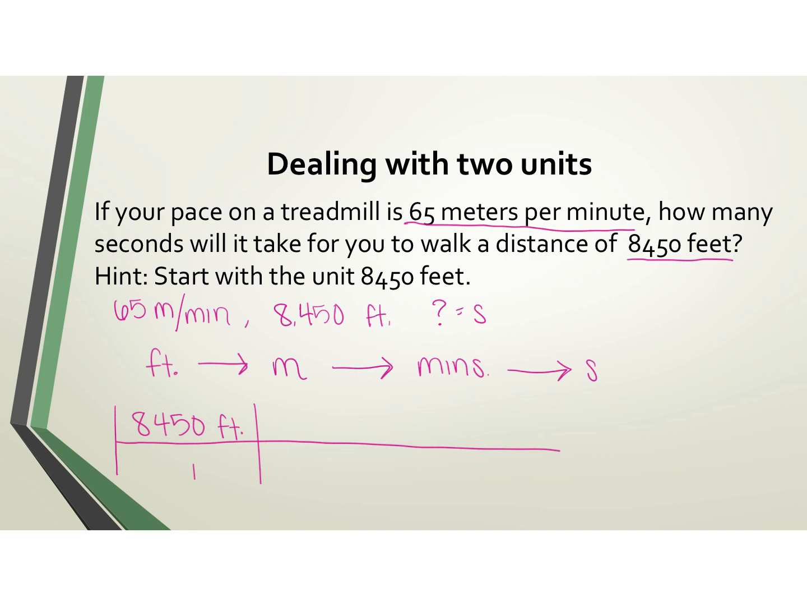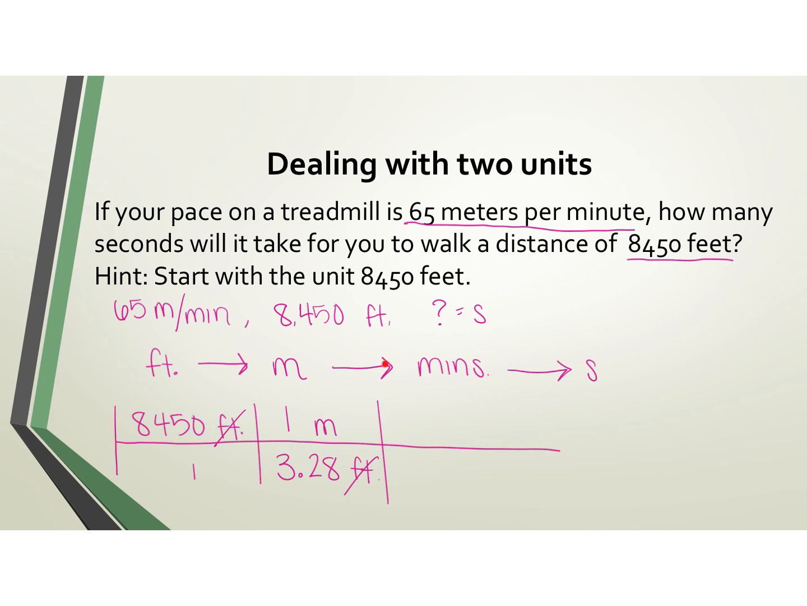And now we have to get from feet to meters. If you don't know how many feet are in a meter, you can just Google how many feet are in a meter. So I'm going to look it up. And then if the unit feet is on top, the unit feet has to be in the bottom. So when I look up this conversion, I see there's 3.28 feet for every 1 meter. So feet cancel. We're now in meters.